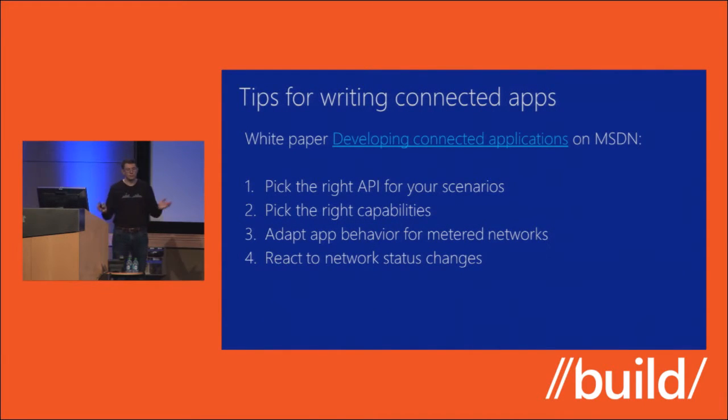All right, there are many different APIs that use networking in some way. There's a white paper that we put on MSDN. You can go and search for this, or you can download these slides afterwards and click on the link here called Developing Connected Applications. And right now that white paper covers 4 main tips: picking the right API, picking the right capabilities, adapting behavior for metered networks, and reacting to network status changes.